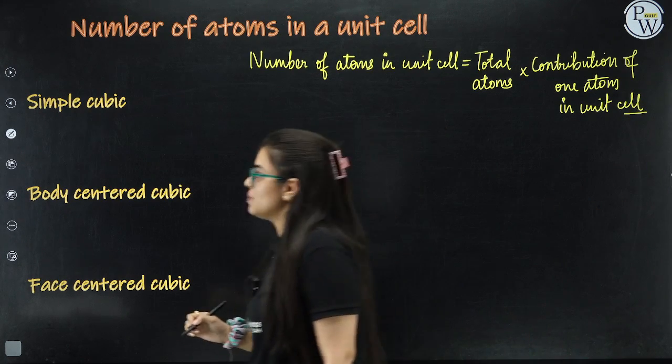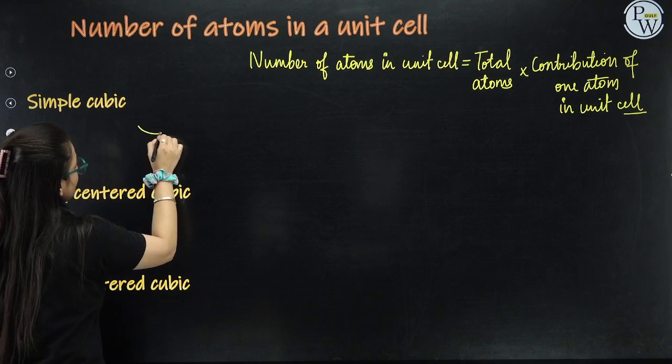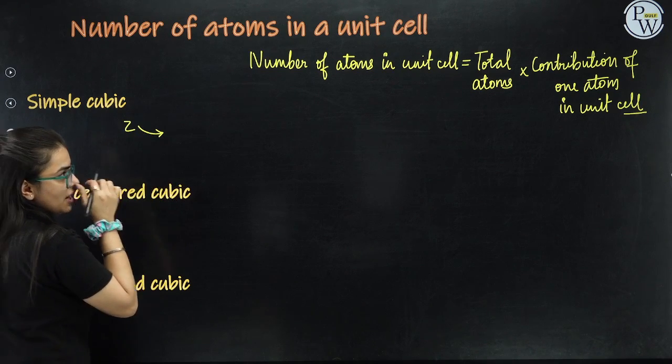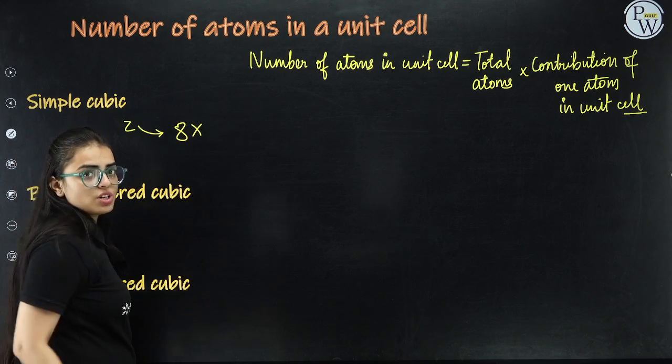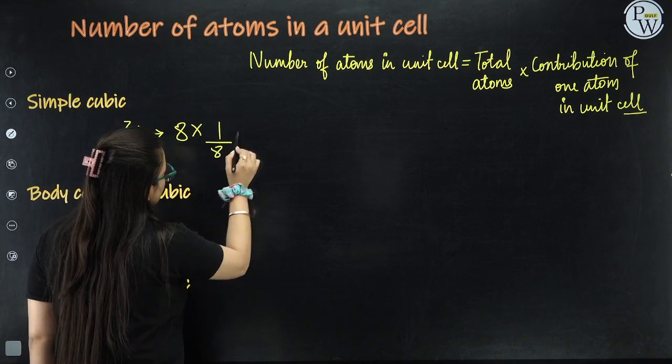Let us talk about simple cubic. In the case of simple cubic, the number of atoms is represented by Z. Total atoms in the case of simple cubic: atoms are present at the corners. What is the contribution in the case of corners? 1 by 8. So this comes out to be 1.